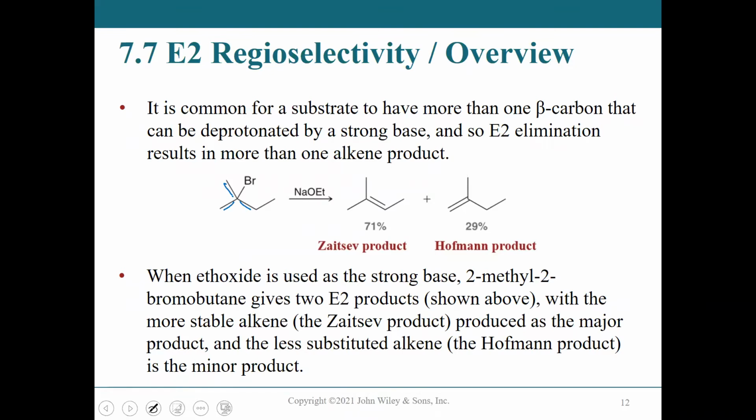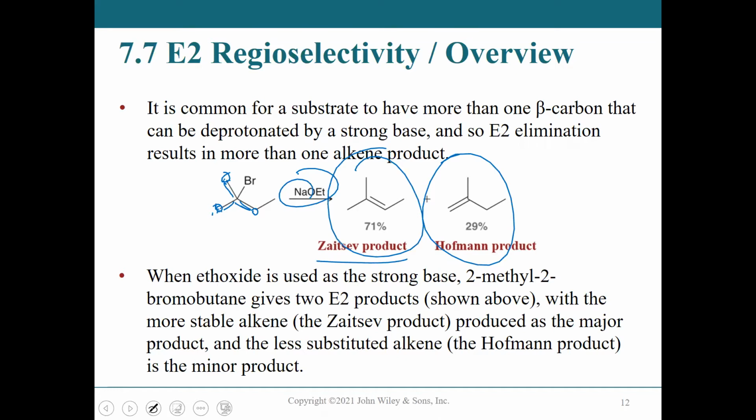But those 2 are the same: methyl here, methyl here. So those 2 will be the same alkene. So I can only produce 2 alkenes: one from those 2 equivalent positions, and then the one here, which will be the second alkene. So that's what we see, Zaitsev product and Hofmann product. The 71% Zaitsev is the major product because I'm using ethoxide. Ethoxide is a Zaitsev base.